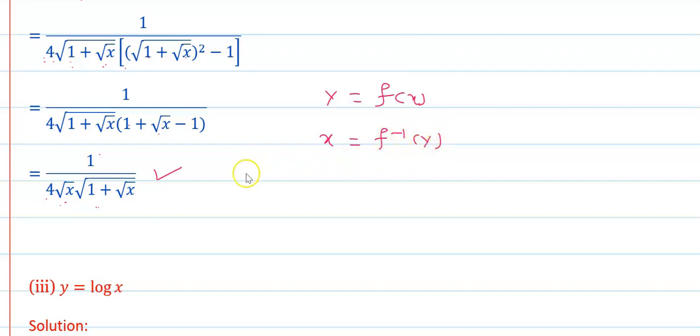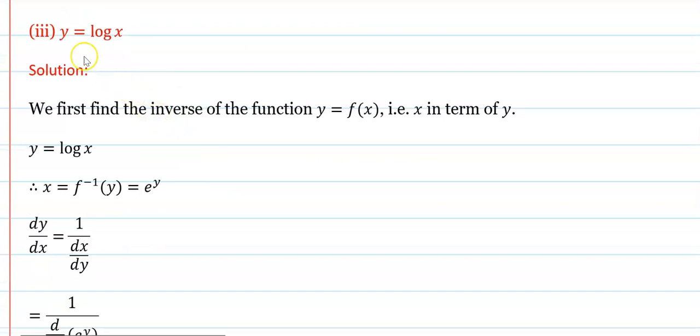Okay, now we take the next problem. Y is equal to log of x. Okay, then what about its dy by dx? That is dy by dx, easy answer. It's a derivative dy by dx is equal to 1 upon x.